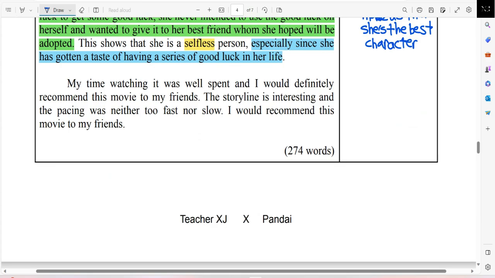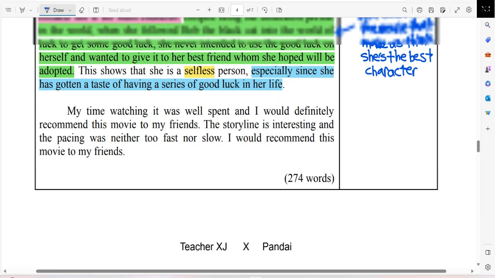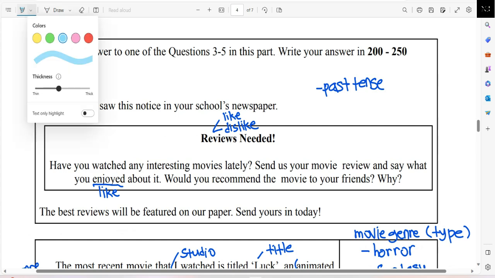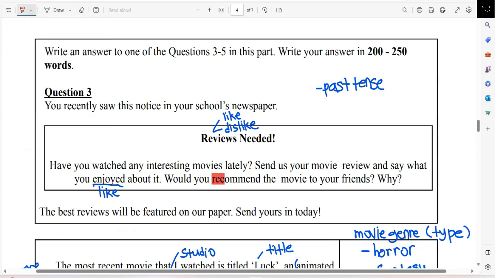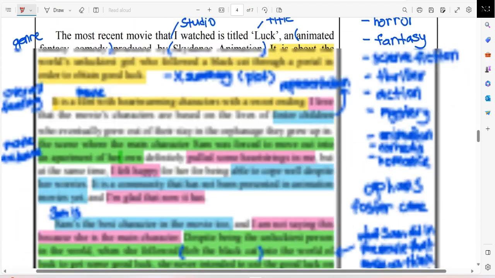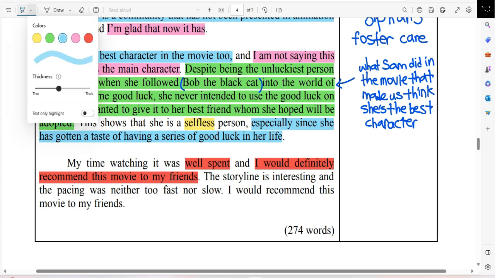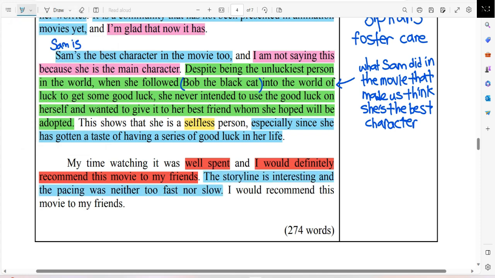Now, we come to the end. Remember, usually we have to talk about whether we would recommend the movie to our friends. So let's see. My time watching this movie was well spent because it was not a waste of time, so we mentioned it's well spent, and I would definitely recommend this movie to my friends. Usually we will stop here, right? But for me, I like my students to elaborate, so I tell them to give a little bit of reasoning.